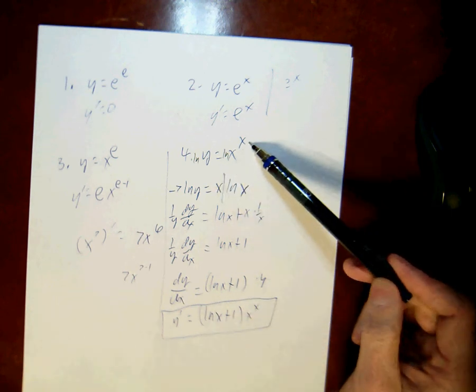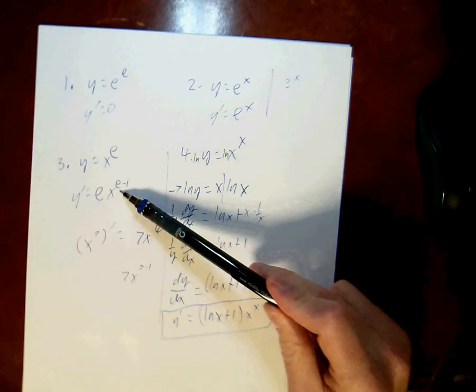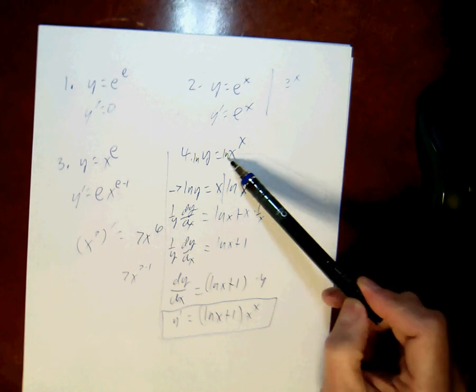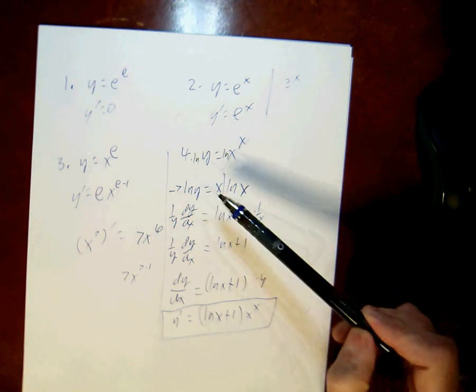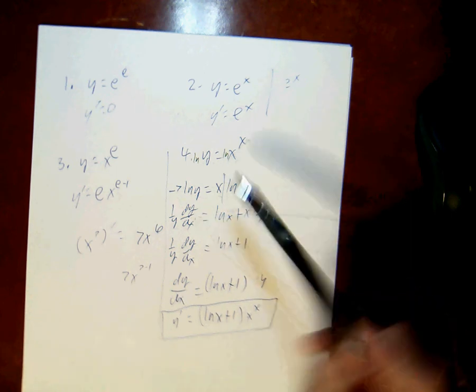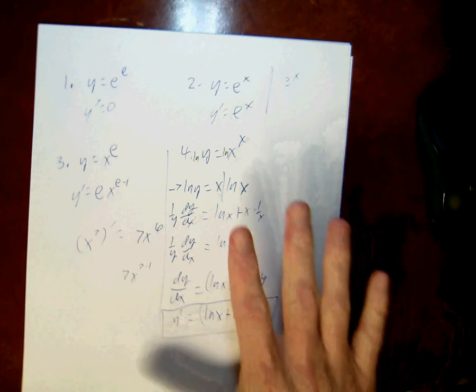Like if you tried to take the derivative of this the way I took the derivative of this, that's not right. You don't know how to handle a variable in the exponent, so you have to take log of both sides so that you can get the exponent down in front. All right, so this is exponential.